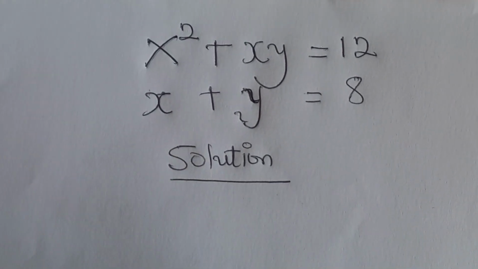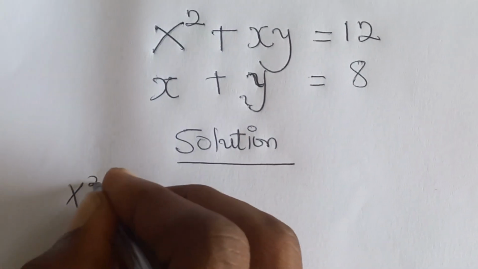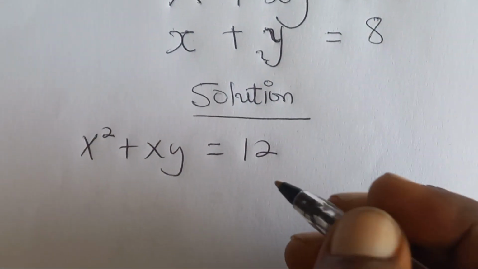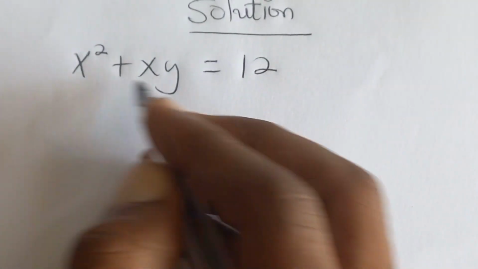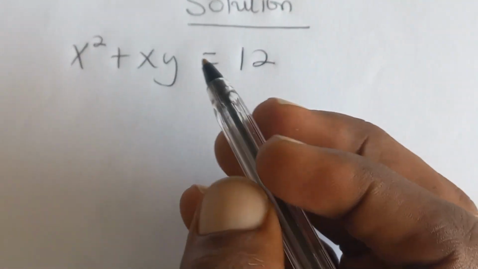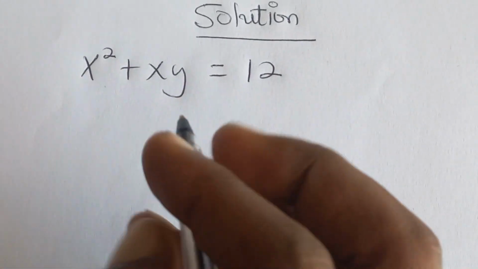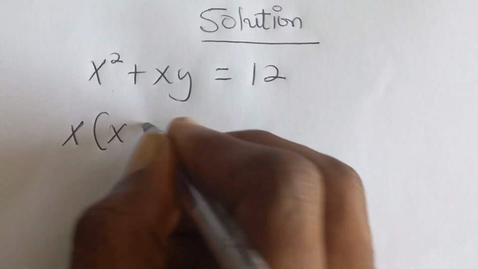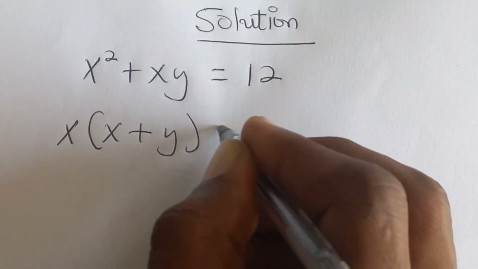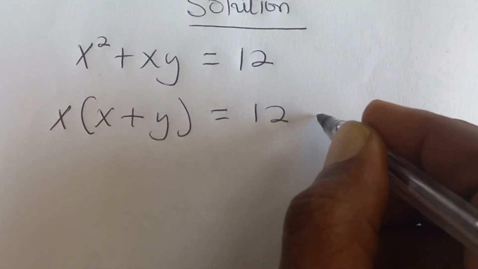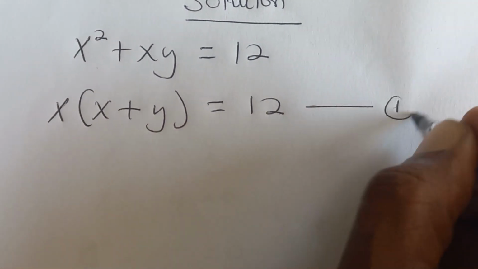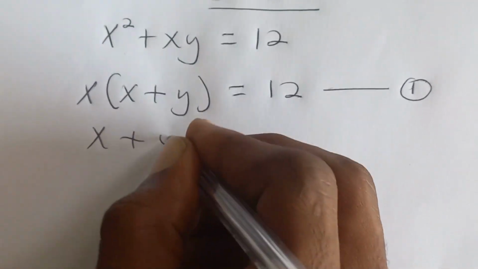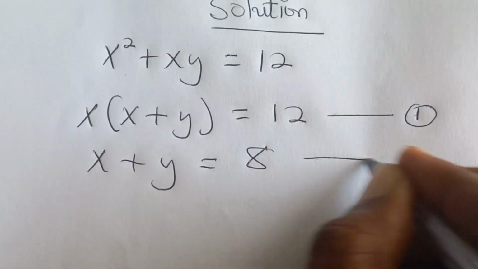Let's enjoy this question. So we have x squared plus xy is equal to 12. With this, we have an x squared here and x here, so we can simplify some terms. We can factorize one x out, so we are going to get x(x plus y), which is equal to 12. We name this equation 1. Then we take x plus y, which is equal to 8, as our equation 2.